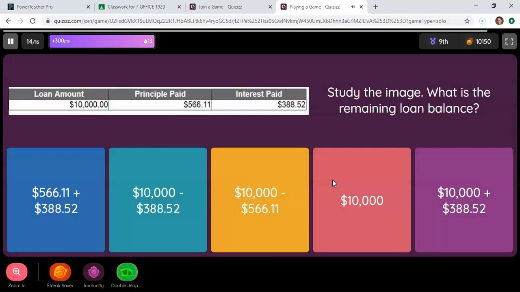Study the image. What is the remaining loan balance? Take this loan amount, subtract the principal paid. Remember, the interest is an expense, so that would not decrease the amount owed. So 10,000 minus 566 and 11 cents. This one.